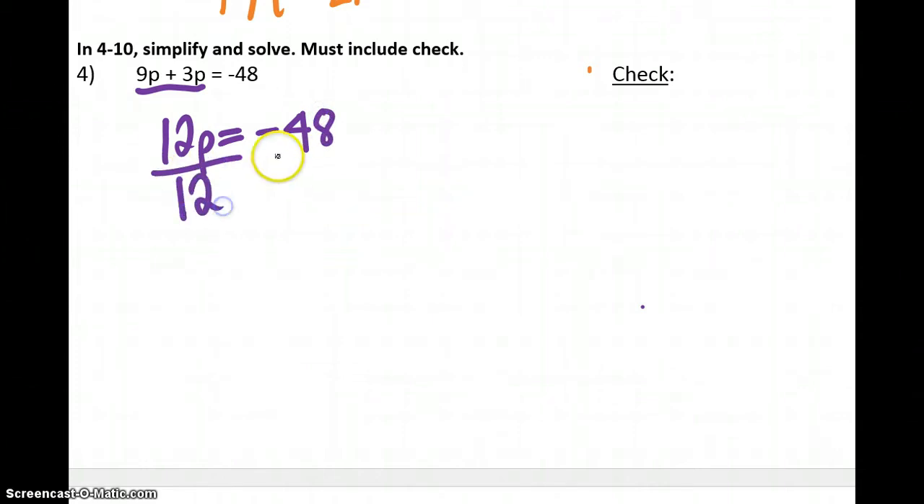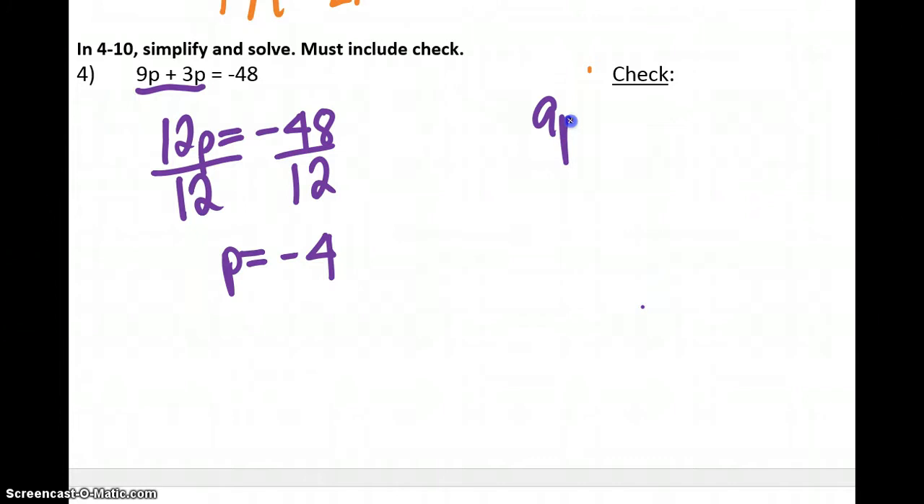Divide both sides by 12. And I'm left with p equals negative 4. Remember, when you are solving an equation, when the equation has an equal sign, you must have a check step. Okay, and the first step of my check step is to write my original problem. 9p plus 3p equals negative 48.